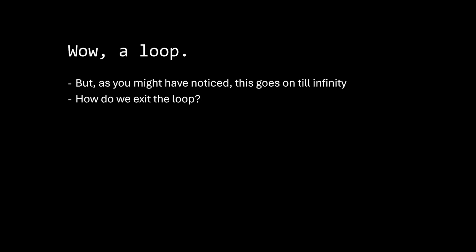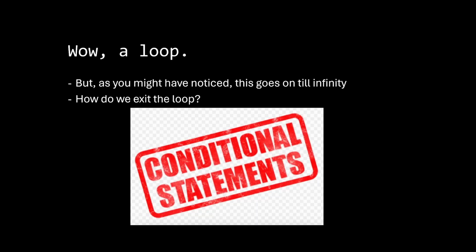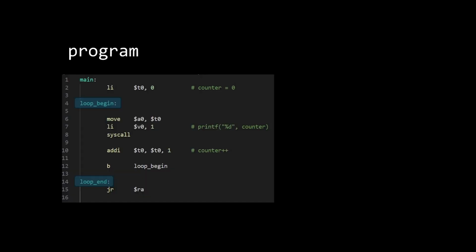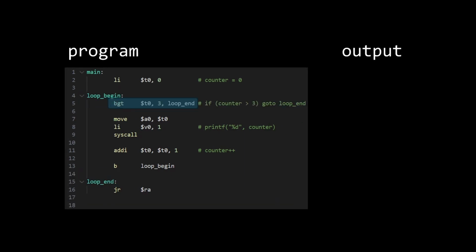To make loops exit on condition, we can use conditional statements such as branch if greater than or branch if less than. Let's use this to implement a simple counter. Here's a familiar program that initially just prints out 0 to the output. However, it has two labels indicating the beginning and the end of the loop. We add in the branch if greater than line that tells it to branch to loop end when the value of t0 is greater than 3.